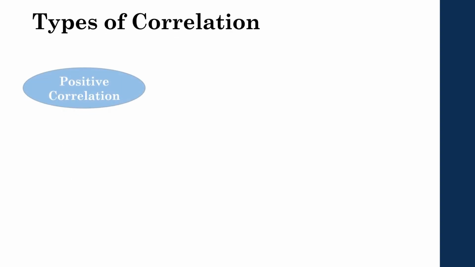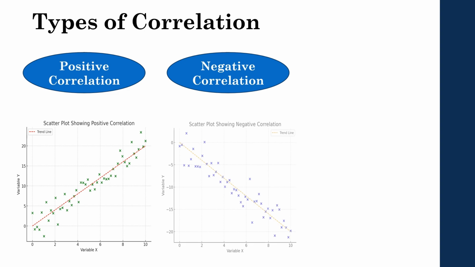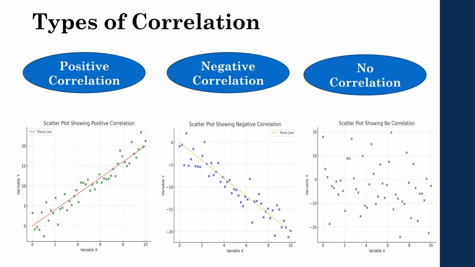There are three main types of correlation: positive, negative, and no correlation. Positive correlation occurs when both variables move in the same direction, like height and weight. Negative correlation is when one variable increases as the other decreases, such as the relationship between exercise and weight loss. No correlation means there's no predictable relationship between the variables, like shoe size and intelligence. Recognizing these types is essential for interpreting data correctly and understanding how different factors are related.